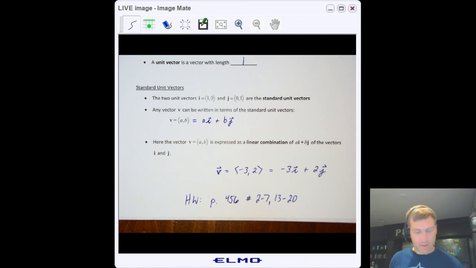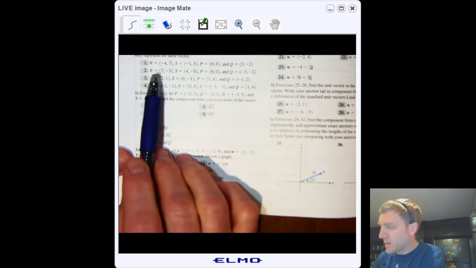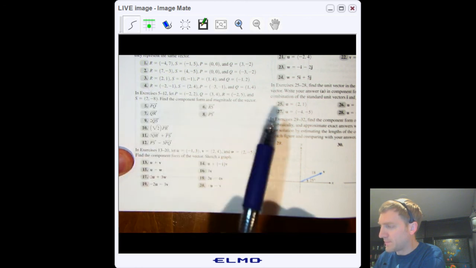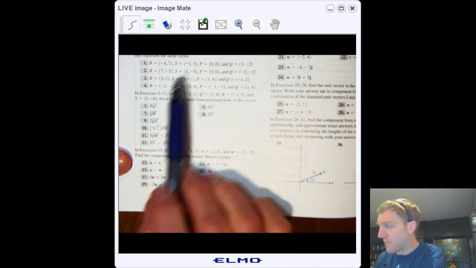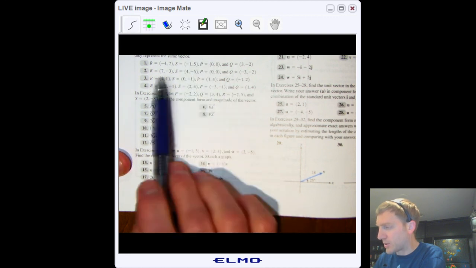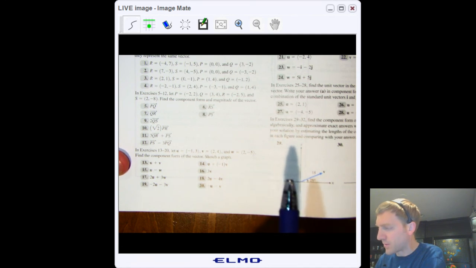when we look at those, all that should be stuff that we did in these first 2 videos. Okay. 2, 3, and 4. It gives you 4 points, R and S, P and Q, and find the component form of RS, PQ, and show that they're the same vector. You should get the same answer both times. Okay.